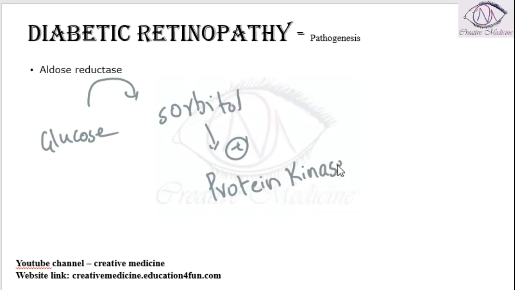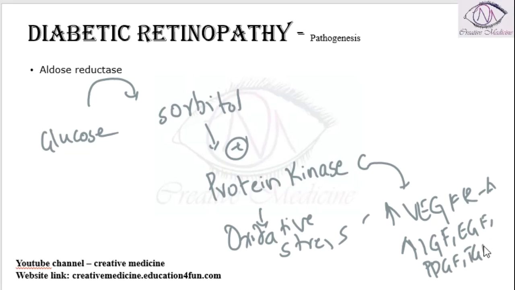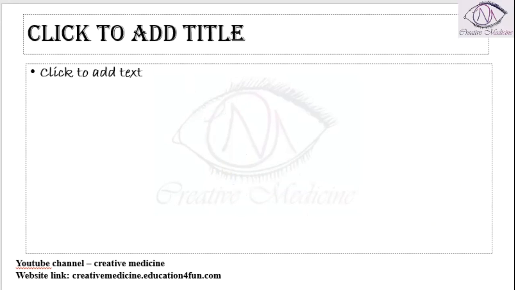This protein kinase C will result in oxidative stress, number one, and it will also result in increased production of vascular endothelial growth factor. It will also cause increased production of insulin like growth factor, epidermal growth factor, platelet derived growth factor, and transforming growth factor beta. Okay, so all these growth factors will cause endothelial and metabolic dysfunction.